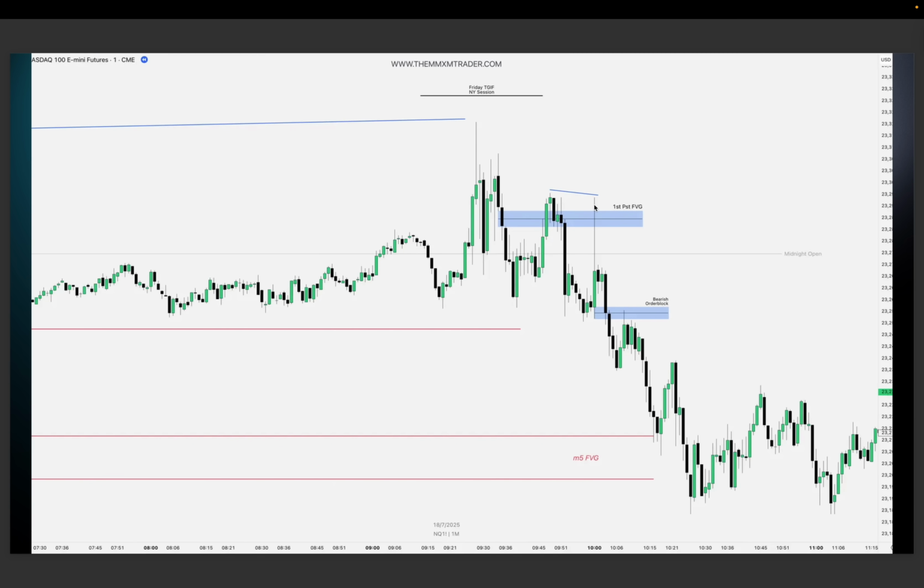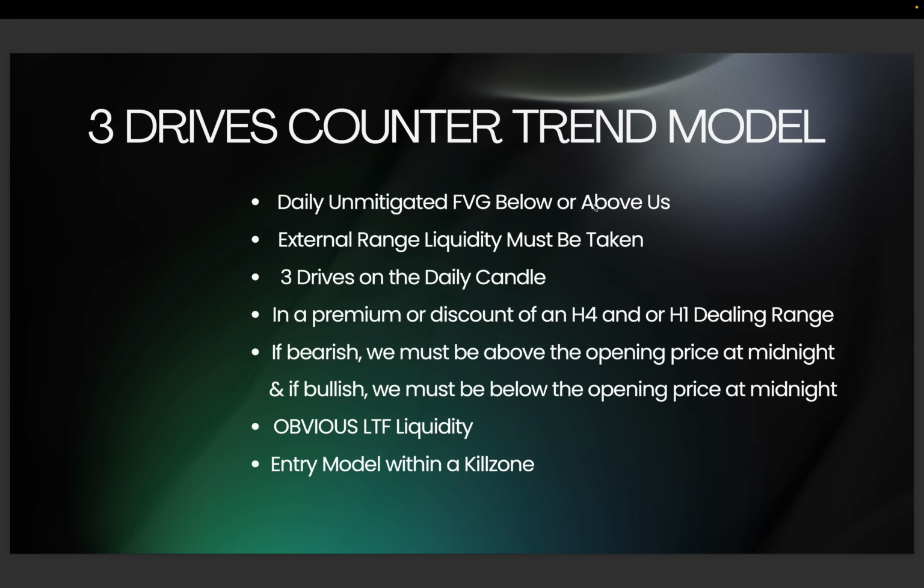Okay, model number 2 for the counter trend trading: the 3 drives counter trend trading model. Once again, this is going to be on the higher time frame daily chart, as you'll see. The first thing we need is a daily unmitigated fair value gap above or below us. So if we're bullish and we want to take a bearish counter trend trade, we're going to see a bullish fair value gap that's open below us.